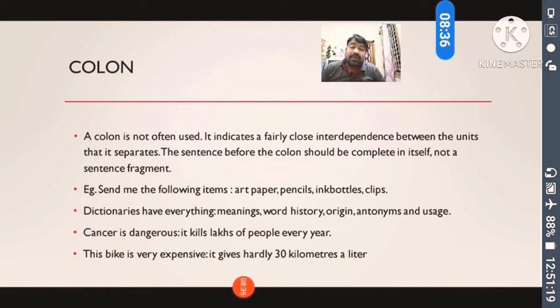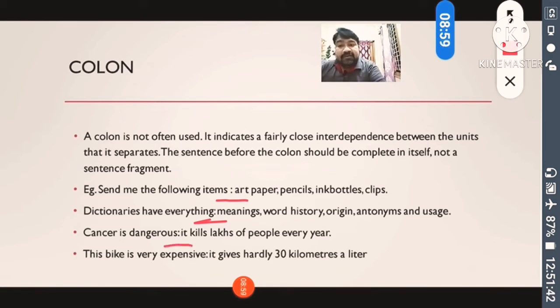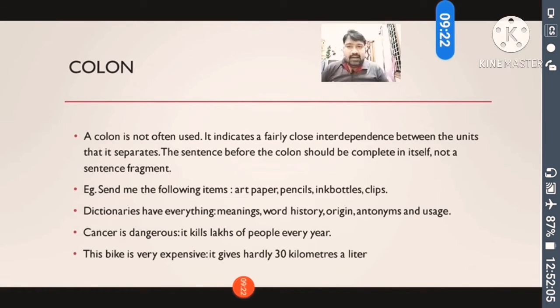Now, let me show where the colon is in these sentences. Okay. See, here after items, there is a colon. And here after everything, there is a colon. And here after dangerous, there is a colon. And after the word expensive, there is a colon. In such types of sentences, we can use a colon. Okay. Now let us move to our next slide.